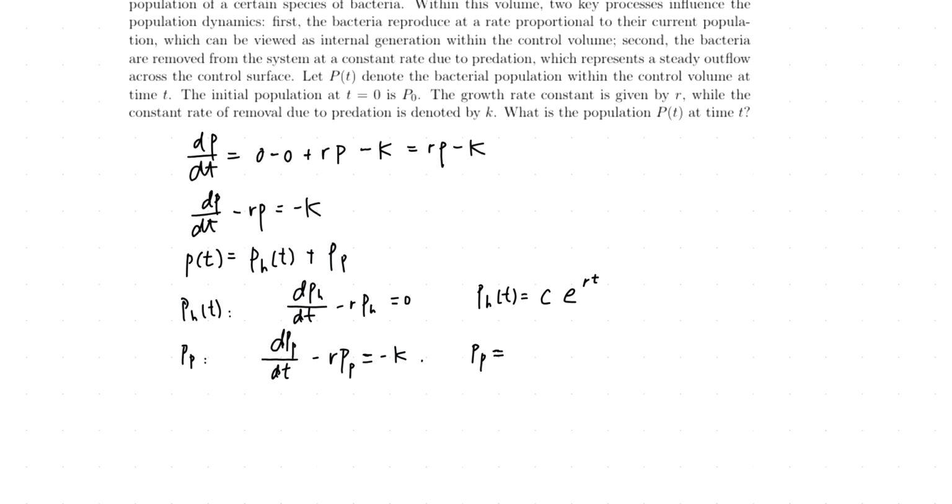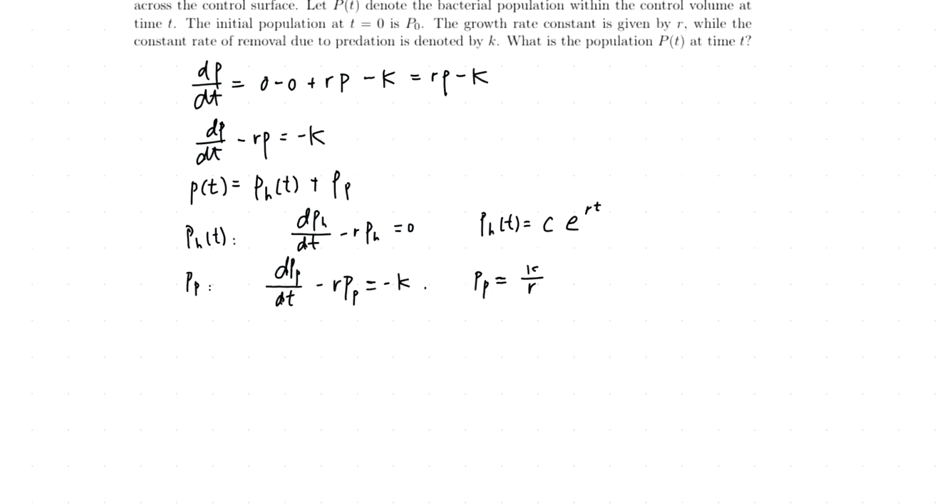So you just need to find the particular solution that satisfies Rp equals K. So it gives you K divided by R. You can check this particular solution. If you substitute it back into this equation, it satisfies this equation. So this is a very simple form that you can use.